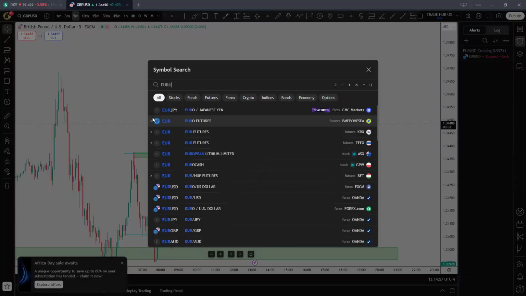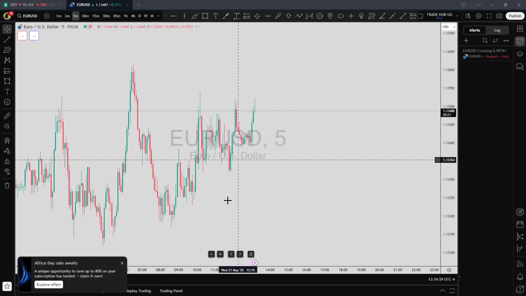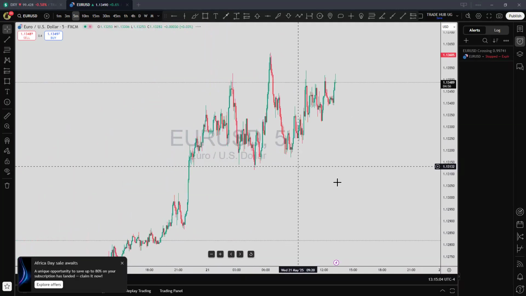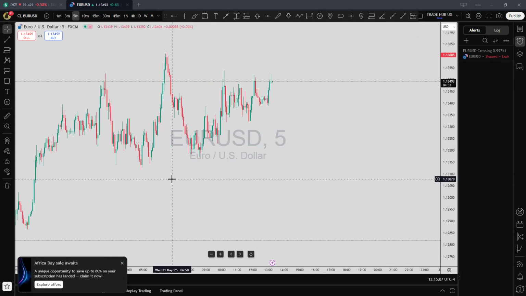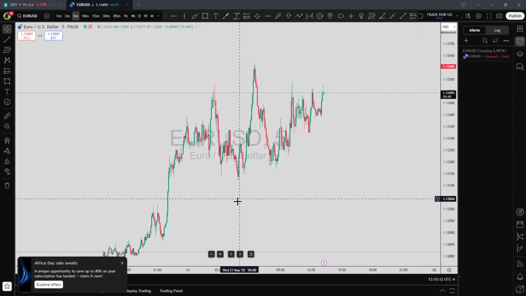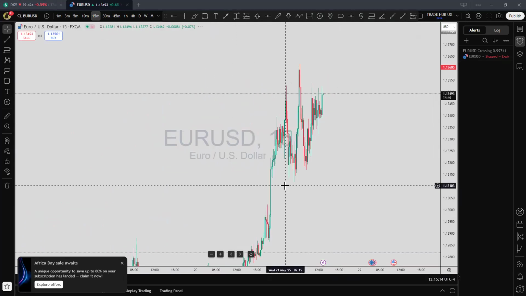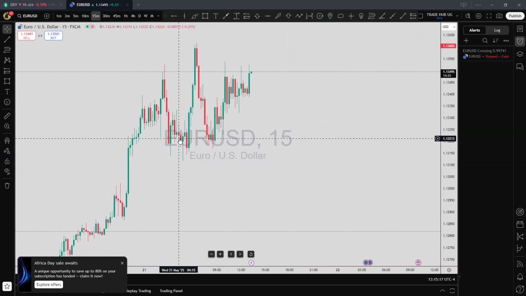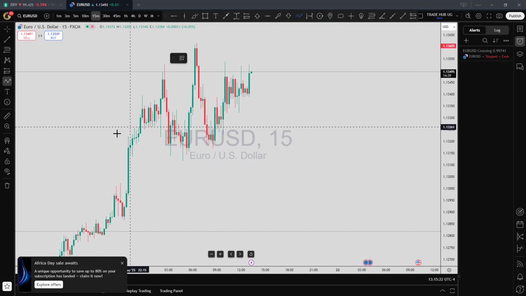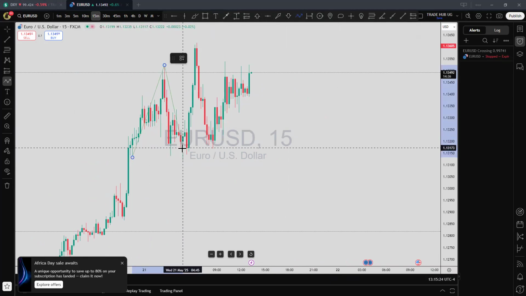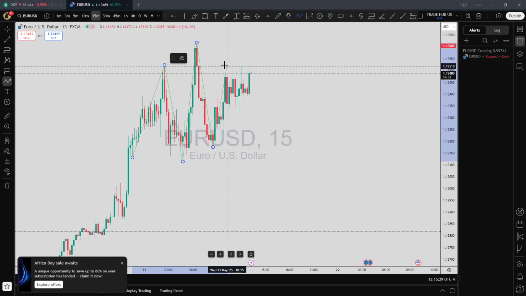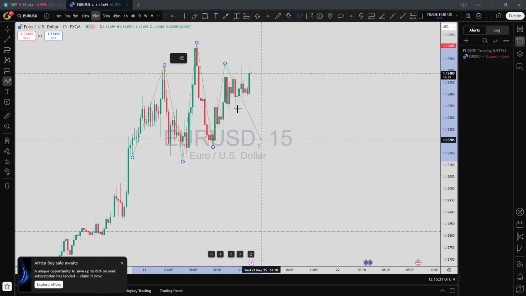Let me look at Euro USD. This is Euro USD. What are we anticipating, or what should we expect? Let's switch to the 15 minutes time frame. You can see the way it's forming. You know, I'm a man of price action. I like to see what price is really printing. You can see that pattern.